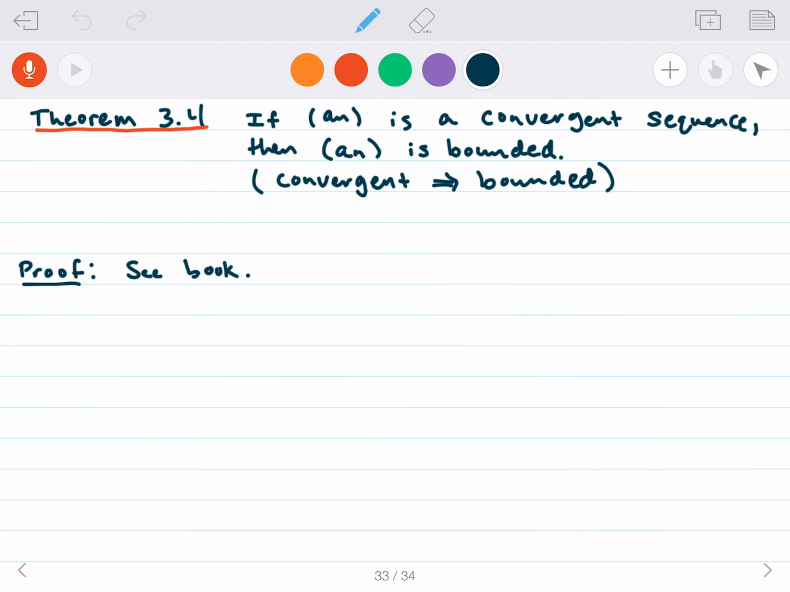Okay, so here's a theorem. If your sequence is convergent, then the sequence is bounded, but not the other way around, right? So convergence does imply bounded, but bounded does not imply convergence, as we saw with our (-1)^n example. And for the proof, I am going to refer you to the book.